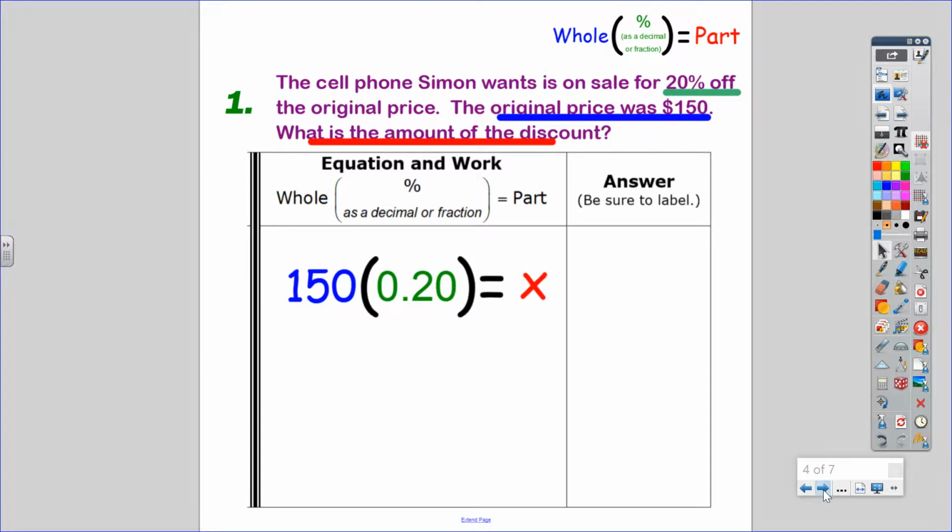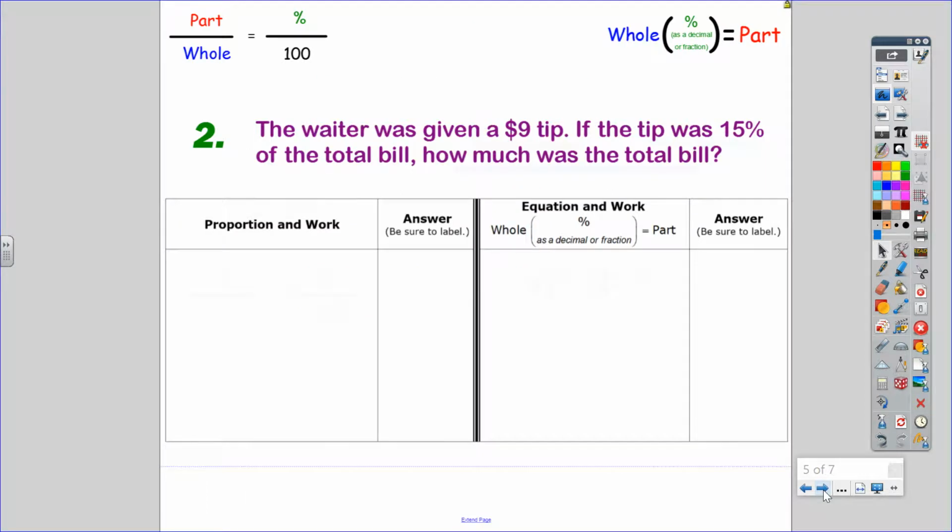It gets a little more complex. I will show you what I mean on this question. The waiter was given a $9 tip. All right, the $9 tip, that's a part. If the tip was 15%, that's a percent, of the total bill, what was the total bill? So we're trying to find the whole amount. So set up your best friend proportion table. We got $9 is the part. We're trying to find the blue X whole. We got a green 15% out of 100.